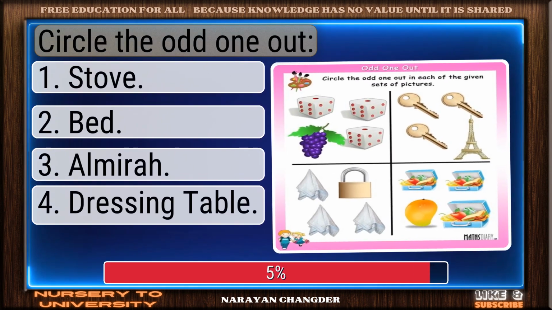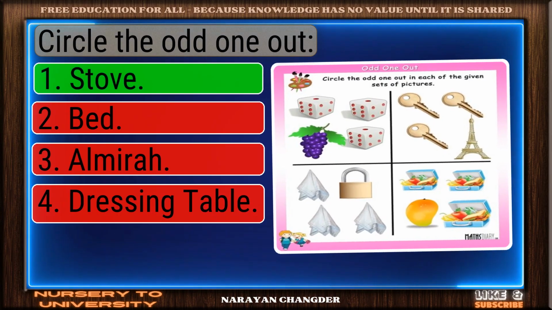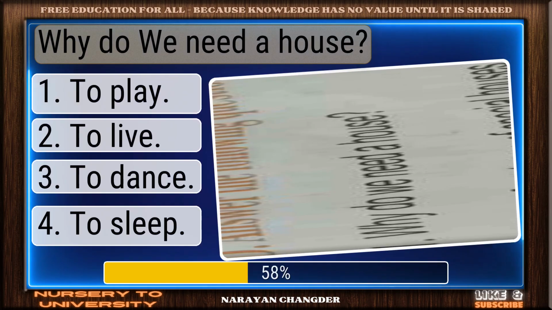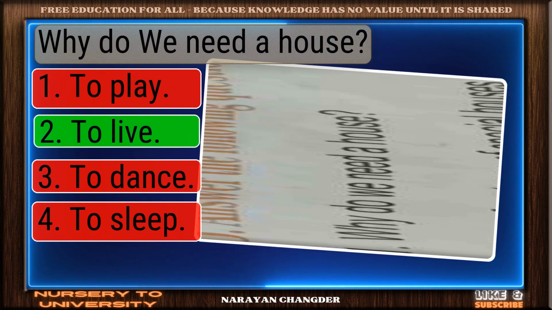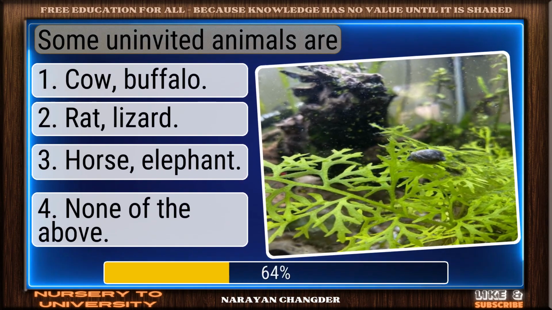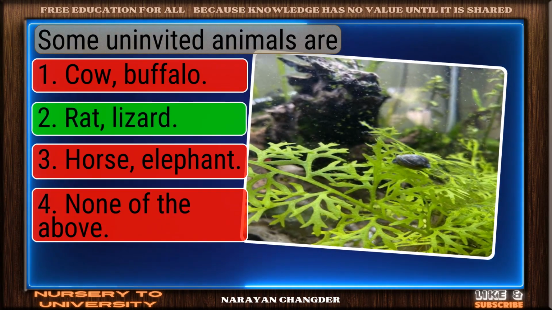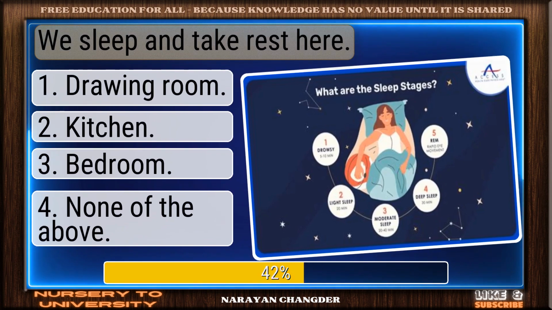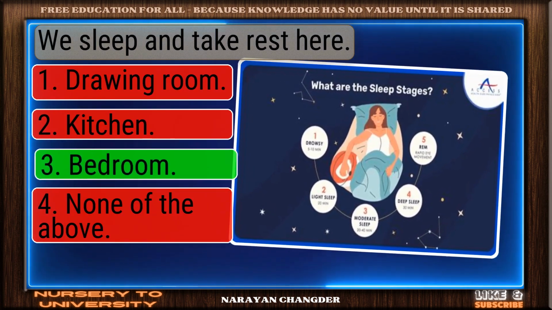Circle the odd one out. Stove is the right choice. Why do we need a house? To live is the most accurate answer. Some uninvited animals are... Rat, lizard makes sense and it is the right choice. We sleep and take rest here. Bedroom is a valid choice.